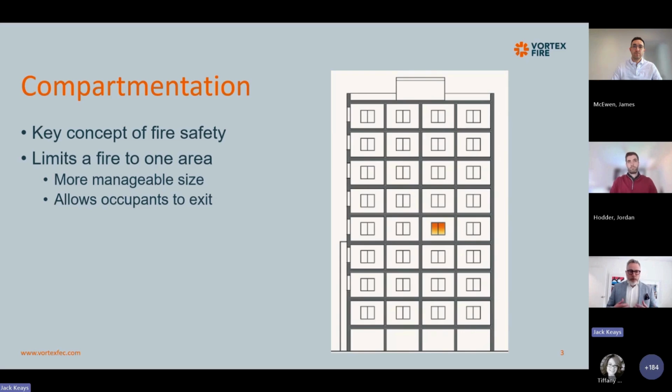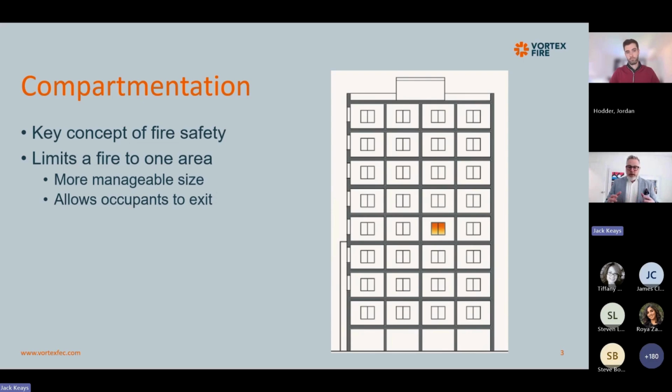In any building, one of the most basic strategies, and probably the first fire safety strategy of all, is compartmentation. It was before the invention of sprinklers, before the invention of fire alarm systems and all the other things we have in buildings now. The key concept is that it limits a fire to a cell, to a unit, to a compartment, to a smaller part of the building.